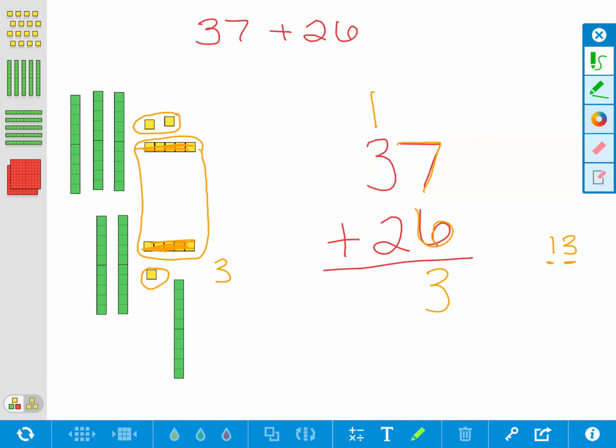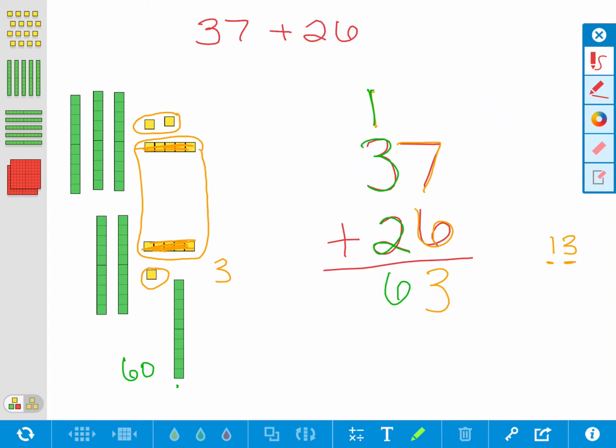Now I'm going to add my tens. So let's see. I had 1, 2, 3, 4, 5 tens to start with. Plus this one I regrouped right here gives me 6. 6 tens equals 60. Now let's look at our regrouping side. I have 3 plus 2 equals 5. Plus that 1 regrouped brings me to 6. So my answer should be 63.